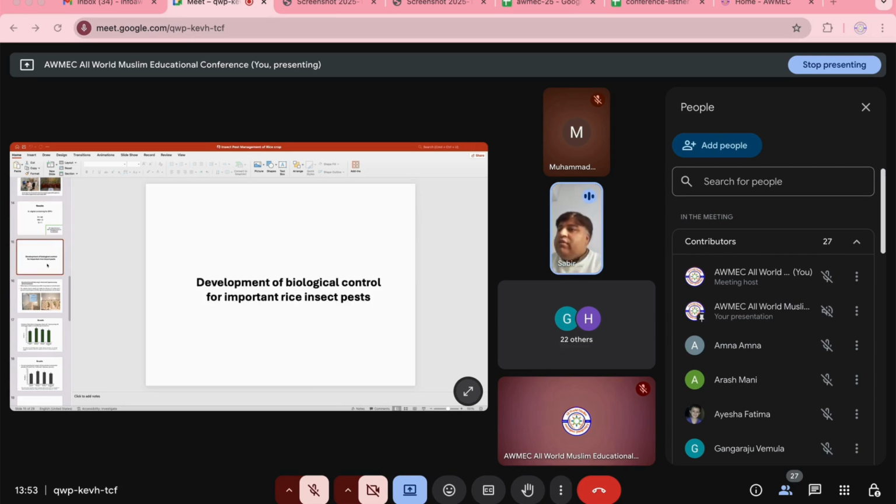Next slide 15. The next is, if there is again a problem of insect pest after the variety release, we will use biological control for the control of insect pest. Biological control is a safe use of it.